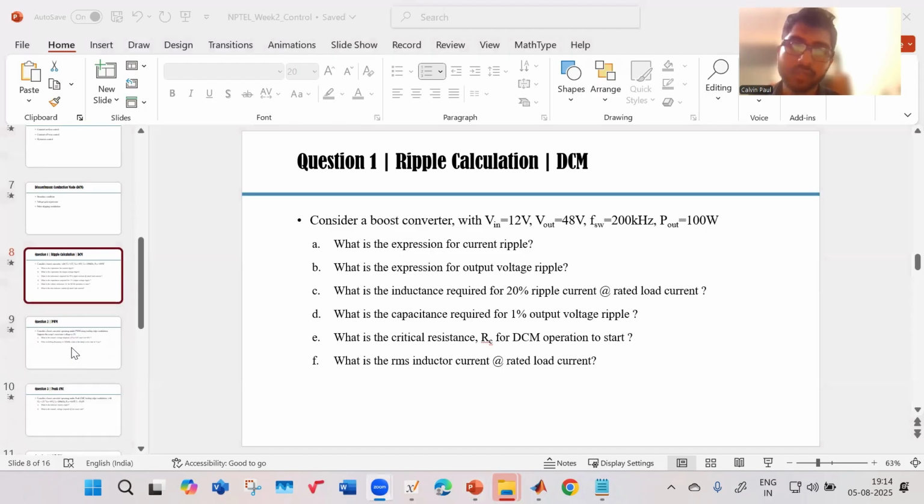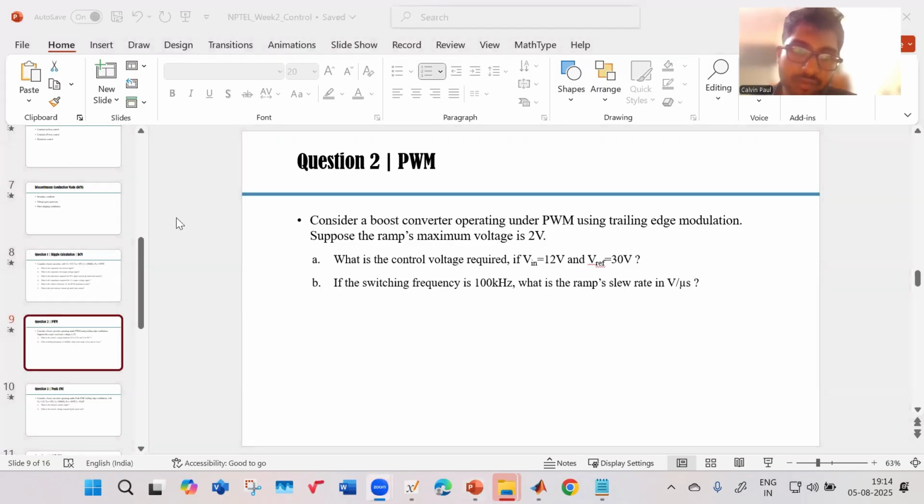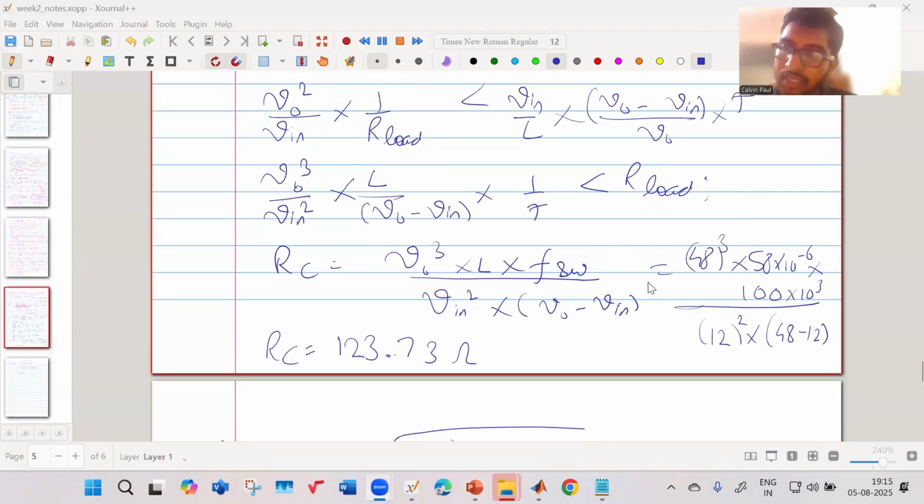So I'll proceed with the next question. Question 2 is PWM operation. This is a simple question. RC once again. Yes, this is the expression for RC.